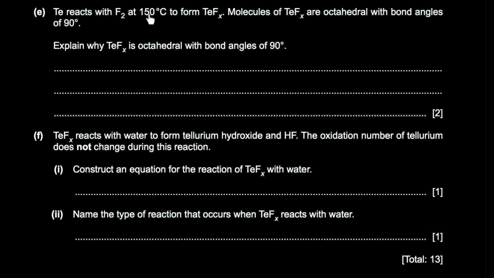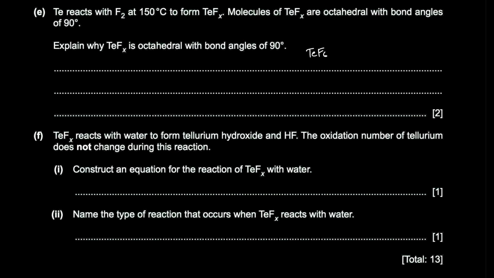Tellurium reacts with fluorine at 150 degrees Celsius to form TeFX. Molecules of TeFX are octahedral with bond angles of 90 degrees. Explain why TeFX has octahedral bond angles of 90 degrees. When we have an octahedral shape, that means that the central atom is bonded to 6 other atoms. So this must be TeF6.